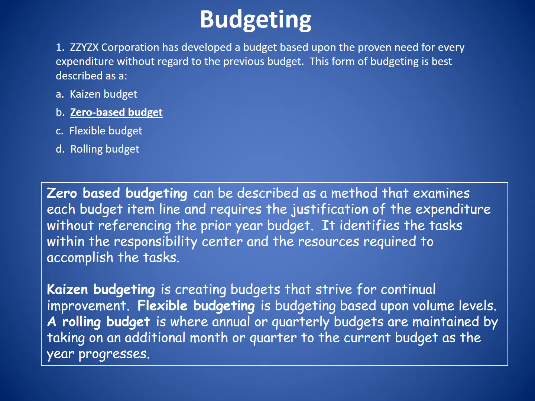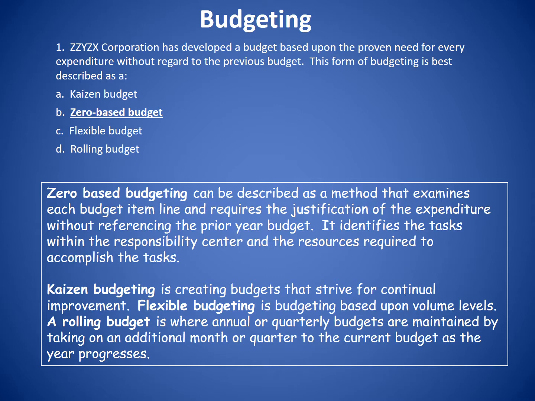Kaizen budgeting is creating budgets that strive for continual improvement. In other words, this was good enough this year, but now we've met that budget. Let's go ahead and try to beat it next year, and so on and so on.